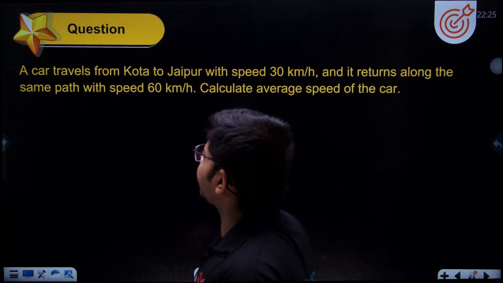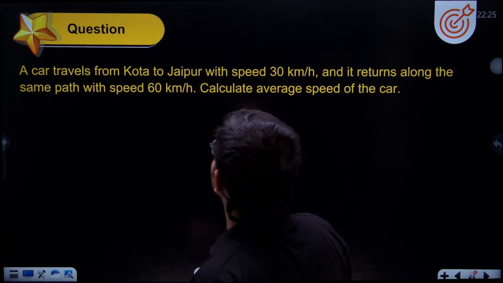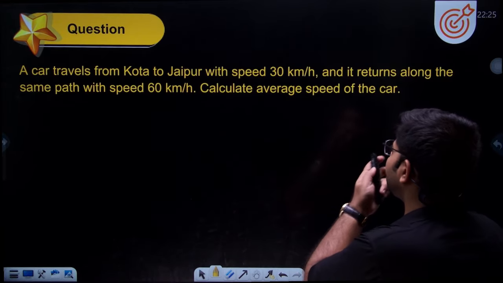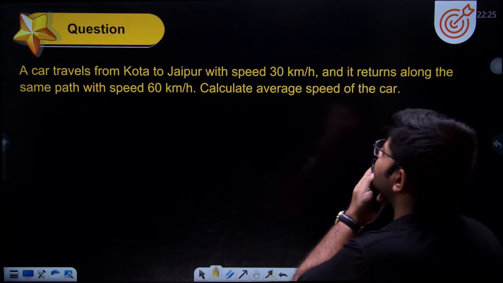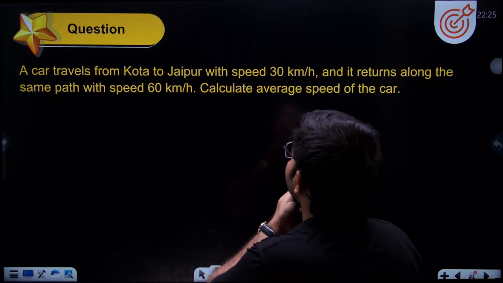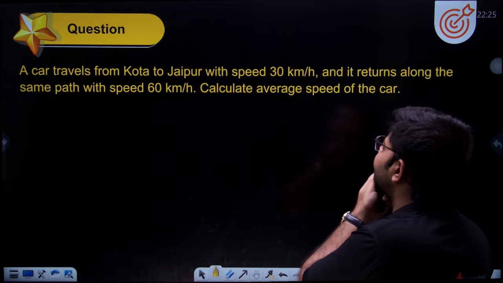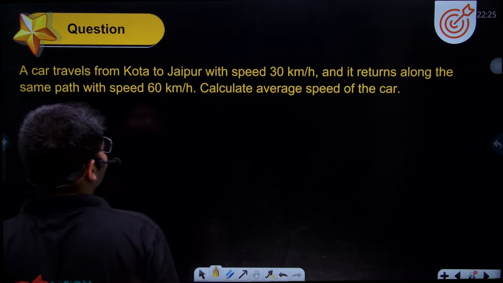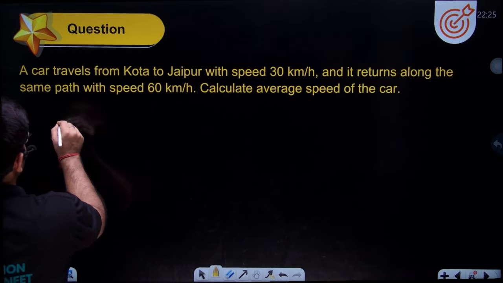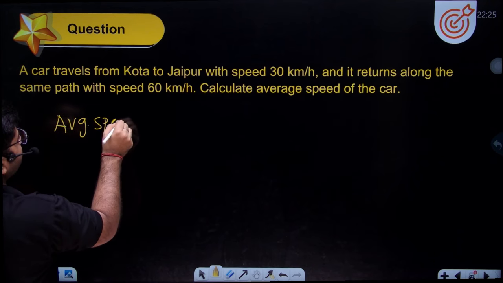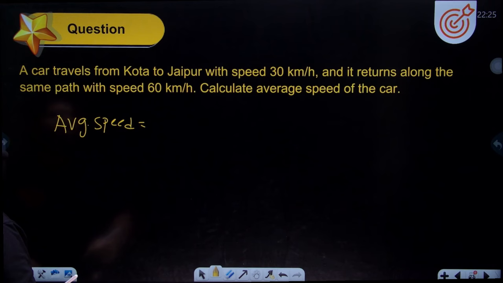Right. Okay. A car travels from Kota to Jaipur with speed 30 km per hour and it returns along the same path with speed 60 km per hour. Calculate the average speed of the car. So it's the same thing. Average speed means total distance by total time.